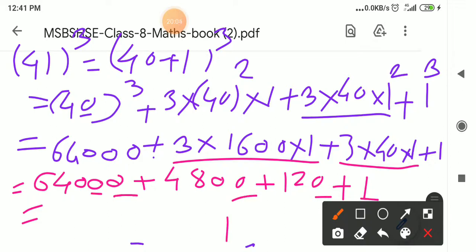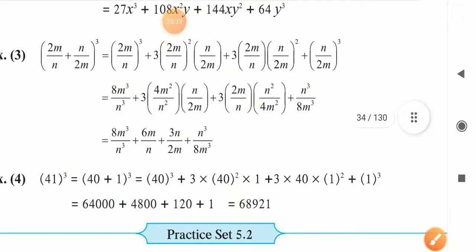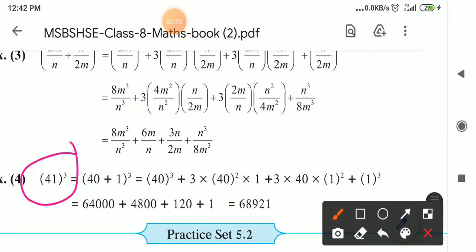Now 0 plus 0 is 2, then here 0 plus 8, then 1, 8 plus 1 is 9, and then next is the 4 plus 4, it is 8, and remaining 6. So 68,921 is the answer for the 41's cube. See here. So in this way, by using factorization method of the cubes, we can find the cube of any number by using the formula.